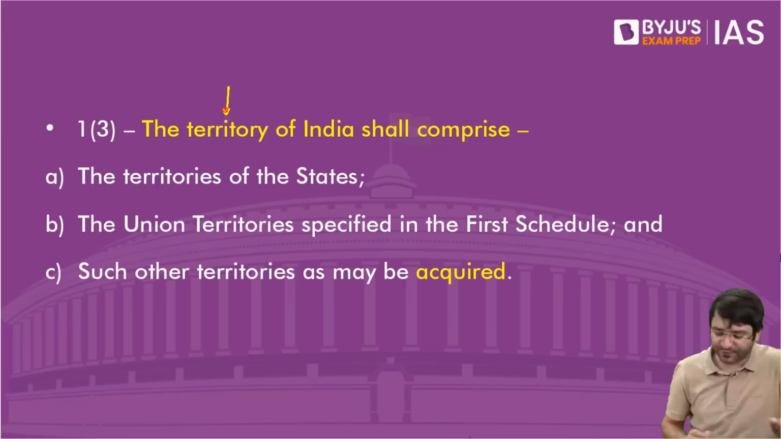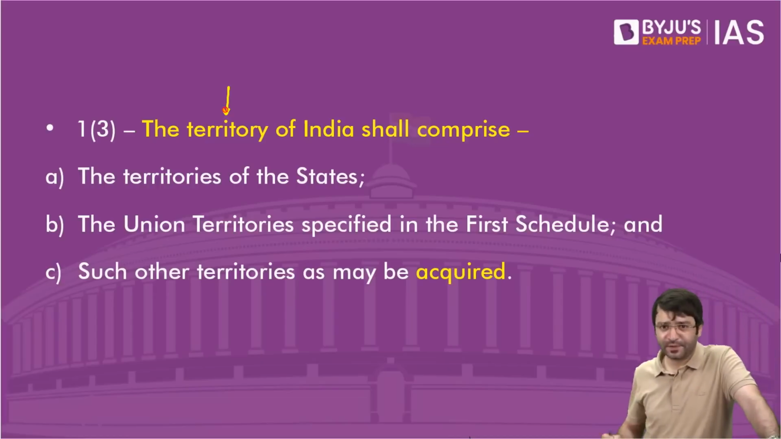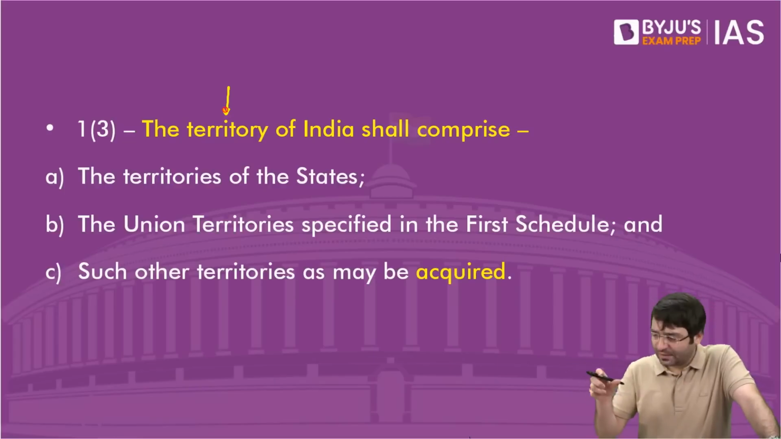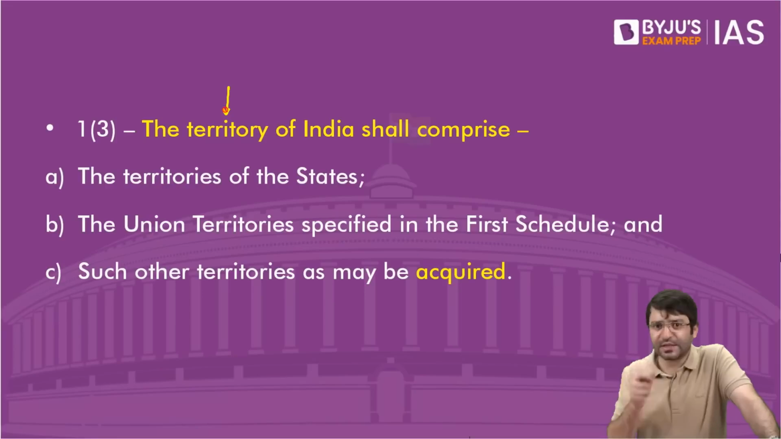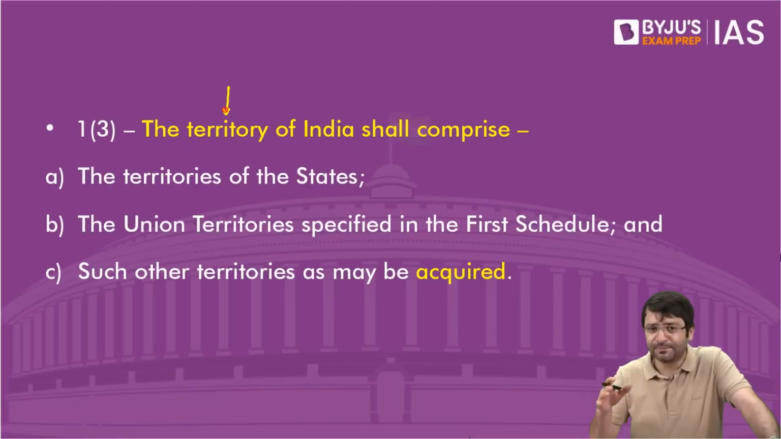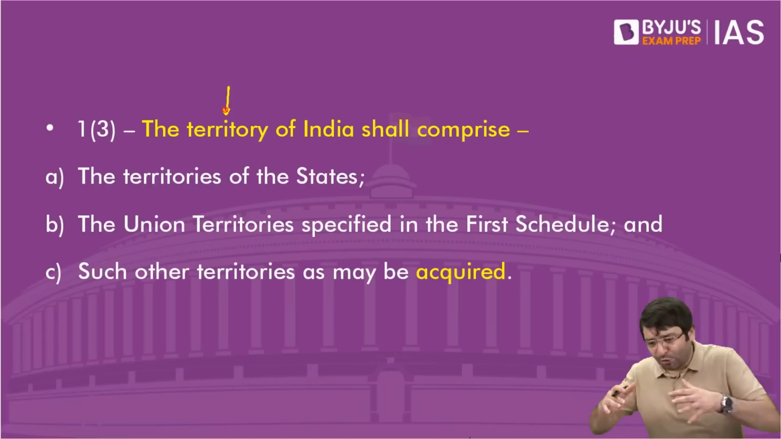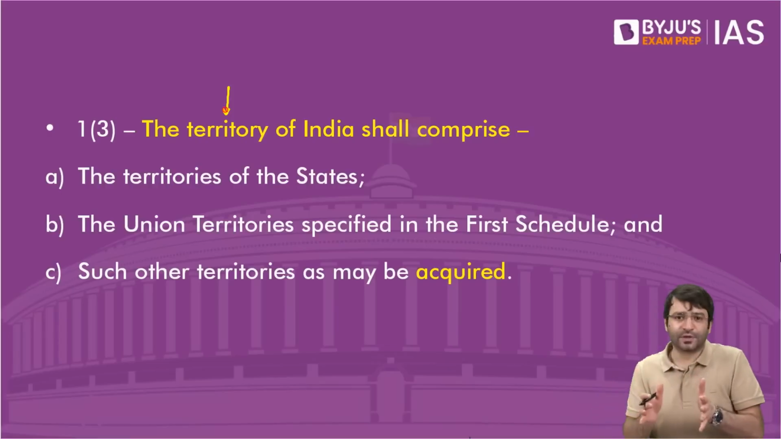The territory of India shall comprise. When we look at the length and the breadth of this country, what do we have? We have the states, 28 states, as I told you yesterday. We have 8 union territories, as I told you yesterday, although the union territories chapter we will discuss separately. But that should not mean that this should be the only length and breadth of our country.